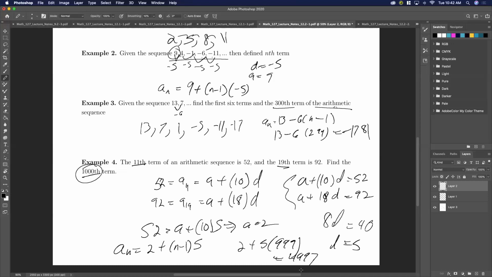Okay. So if you ever have the 11th term or the 19th term, I think I give you one just to try out, you just write them out into this form: some a plus x amount of d. Subtracting the two, you're going to have x amount of d left equals some number. Then you can solve for d. Once you know what d is, you're just left with a very simple equation, right here, 52 equals a plus 10 times 5. Well, then you can just solve for a and get that. Okay, so that's how you do that.